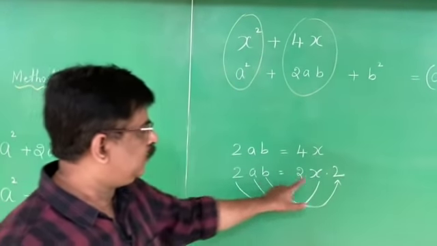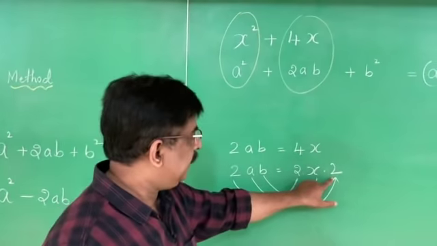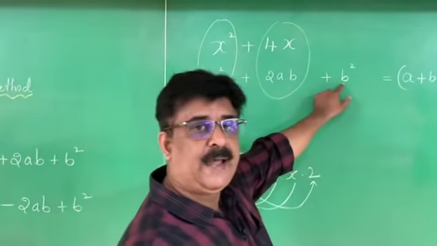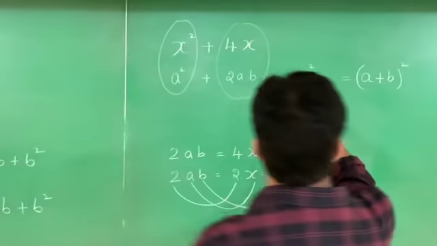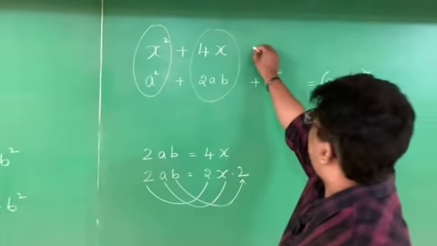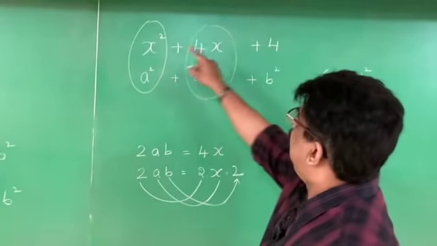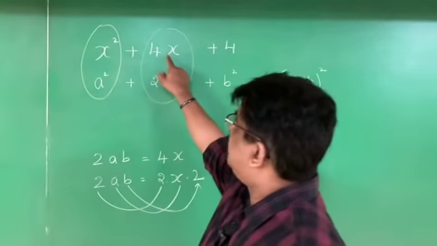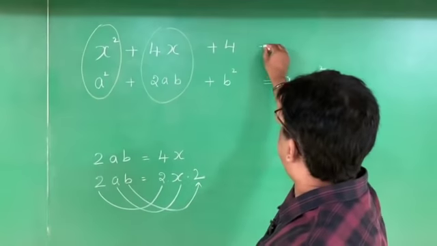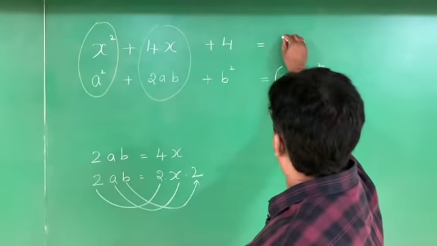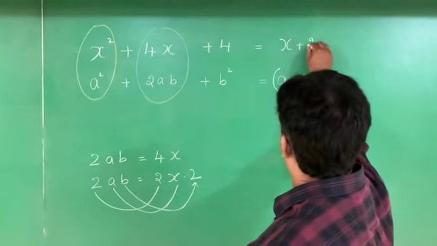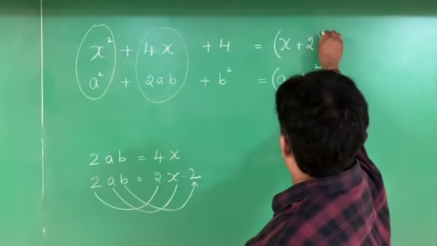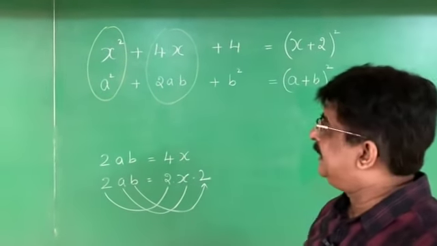Then b is equal to 2. Therefore, b is equal to 2 means b square is equal to 4. So 4 is the number added to x square plus 4x to convert this in the form of x plus 2 whole square. This is the theory part of this.